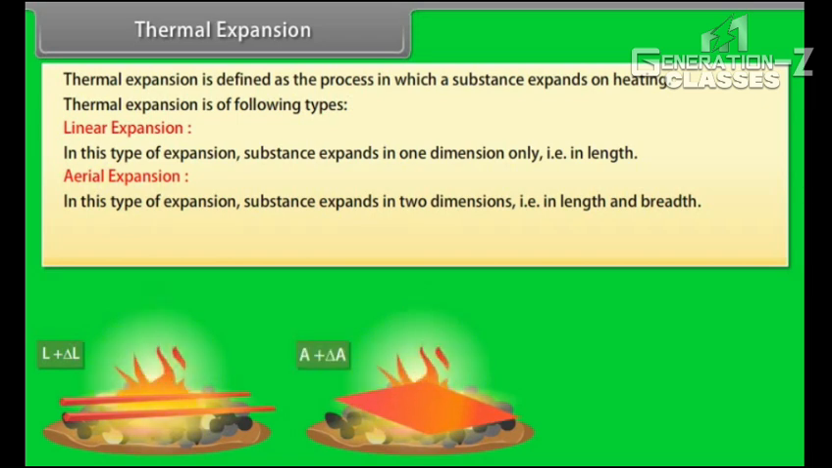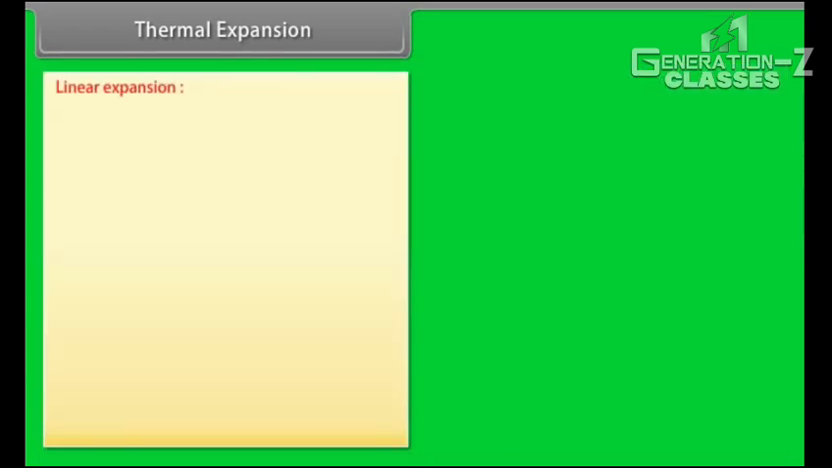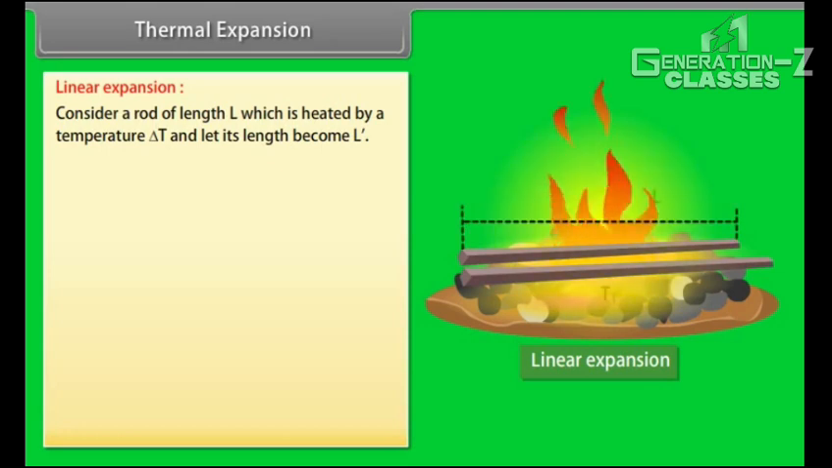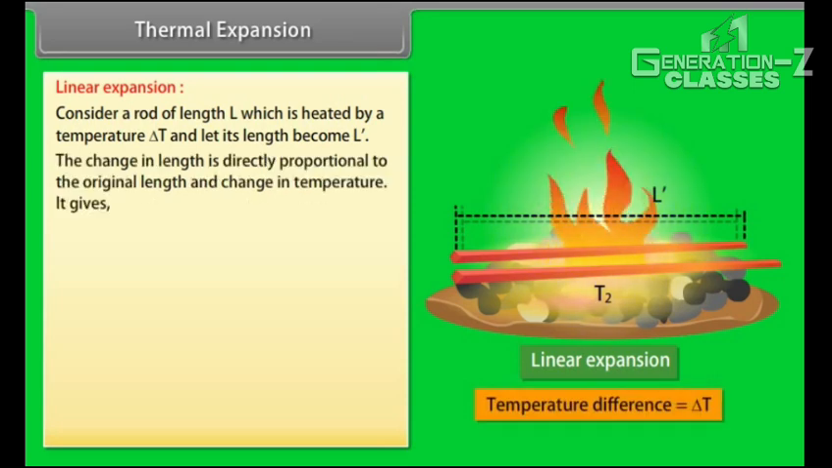Number 3. Volumetric expansion. In this type of expansion, the substance expands in three dimensions, that is, in length, breadth and height. Linear expansion. Consider a rod of length L which is heated by a temperature delta T and let its length become L dash. The change in length is directly proportional to the original length and the change in temperature.